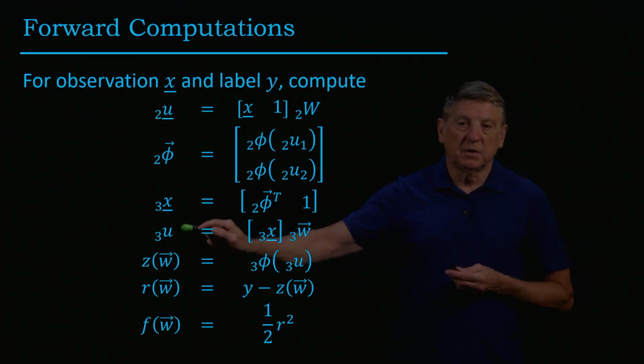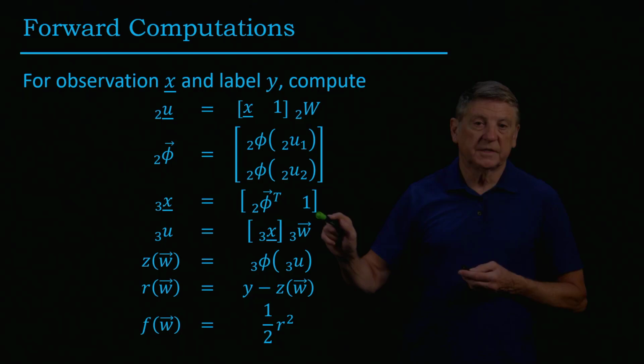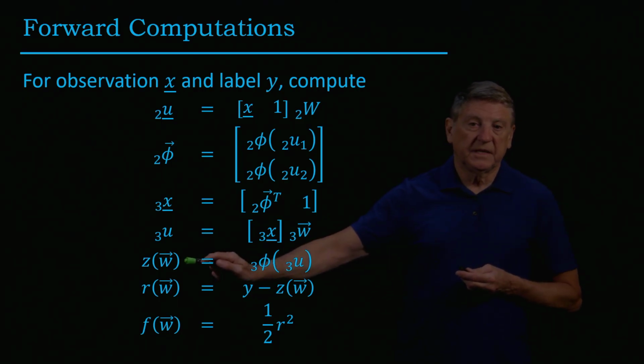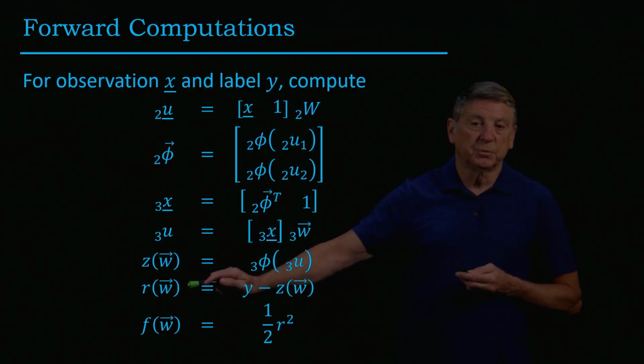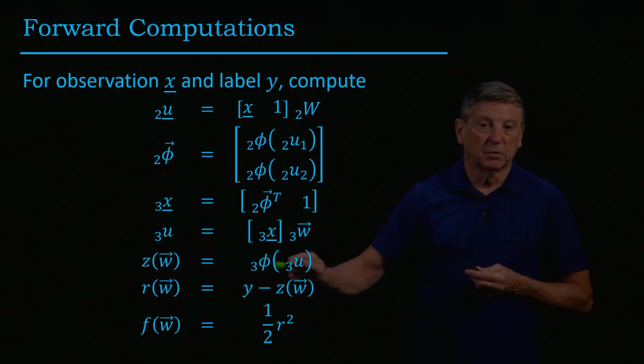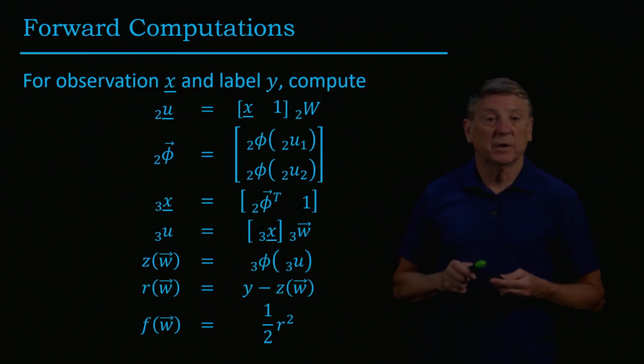The linear response of layer 3, which is our output, is this input times the layer 3 weight. The output of the neuron is the activation applied to that linear response. The residual error is the label minus the response, and the objective function is just the ordinary squared objective function.